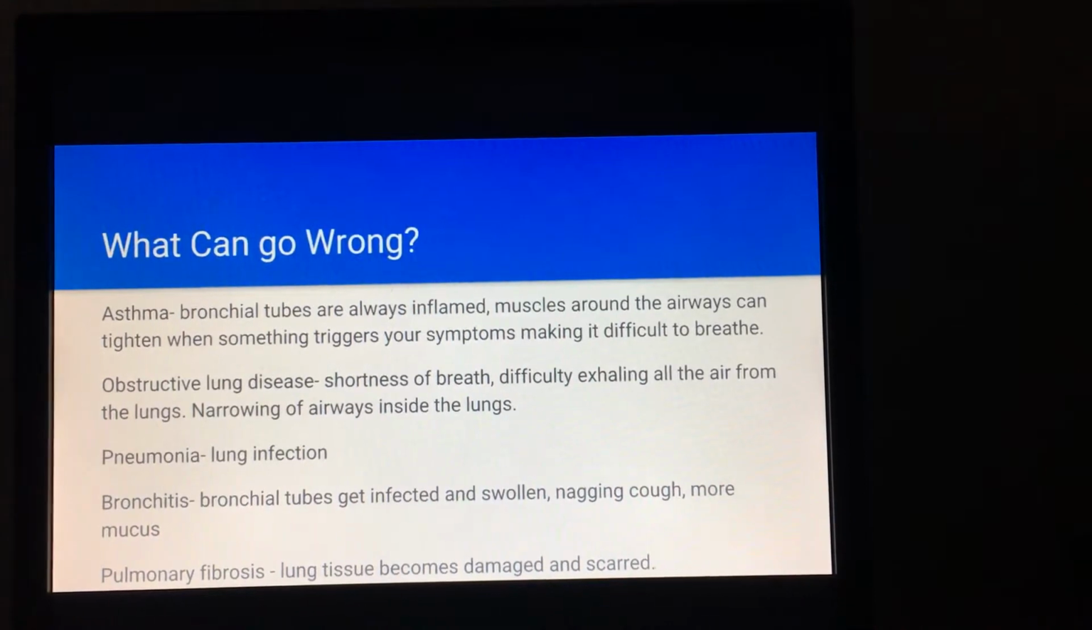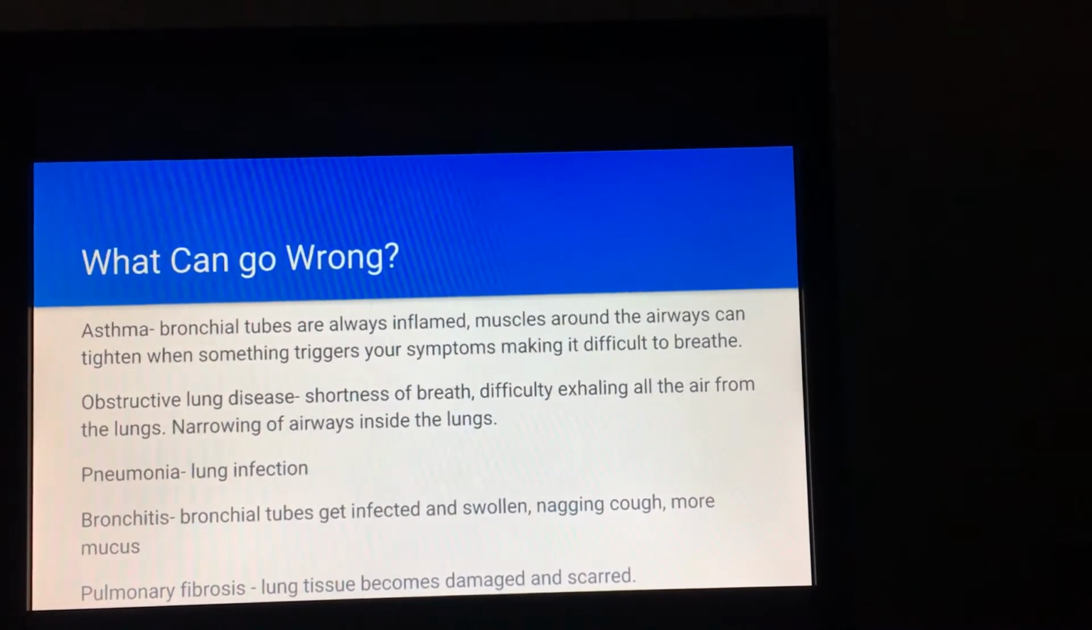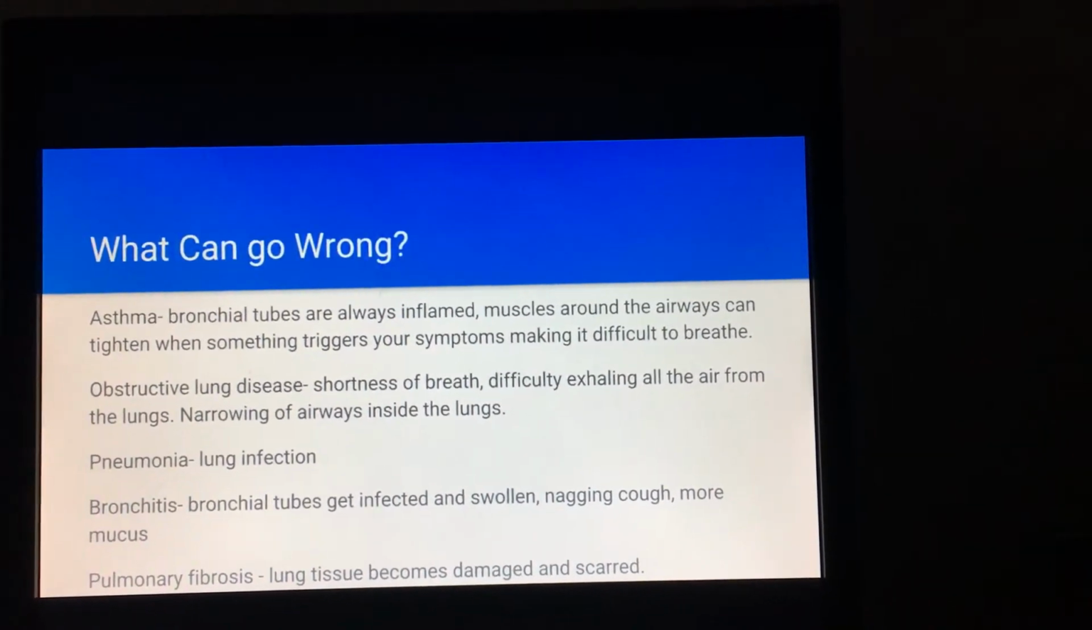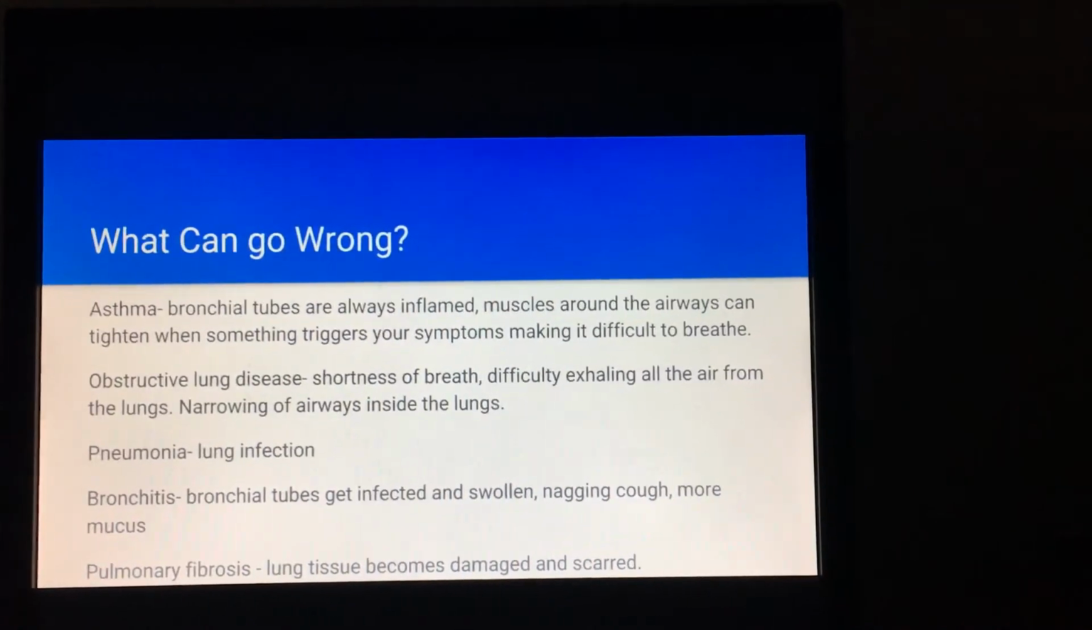Bronchitis is when the bronchial tubes get infected and swollen, you have a nagging cough, and more mucus is made. And pulmonary fibrosis is when lung tissues become damaged and scarred.